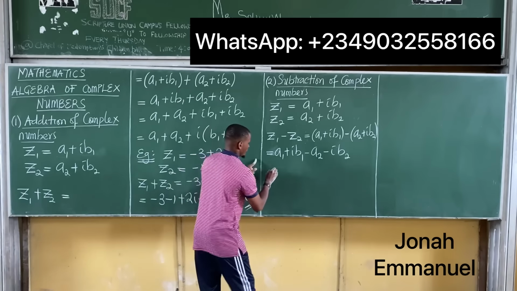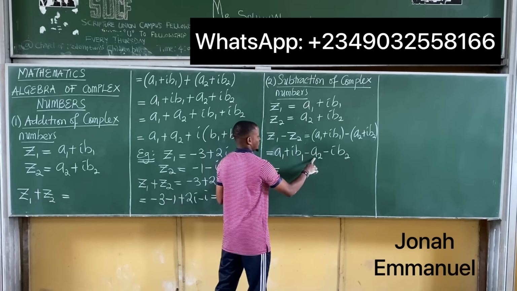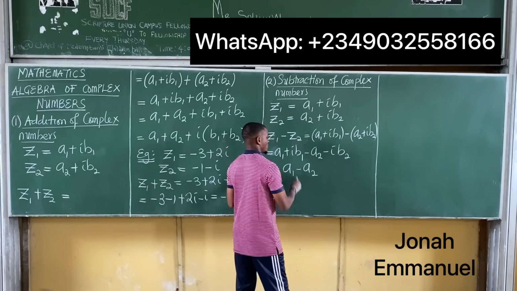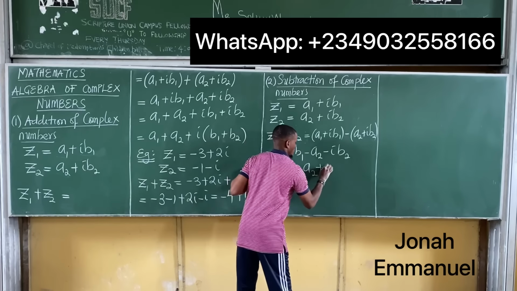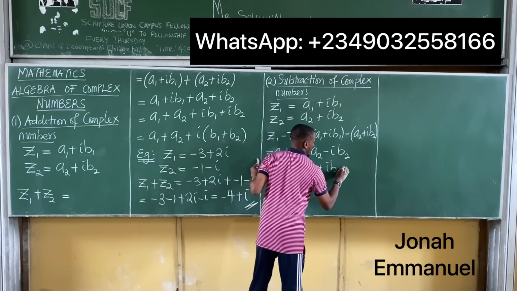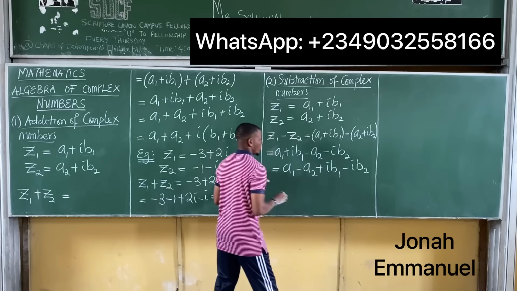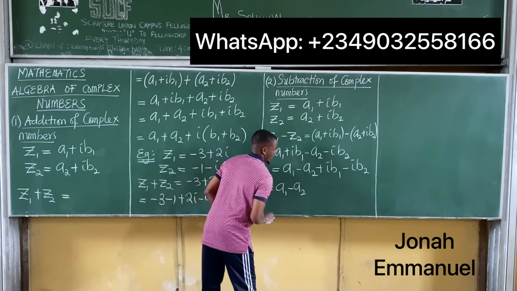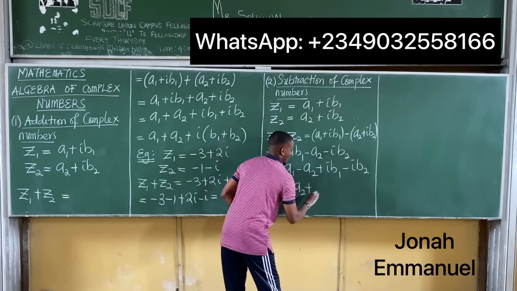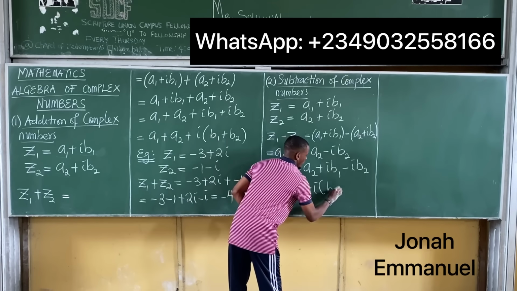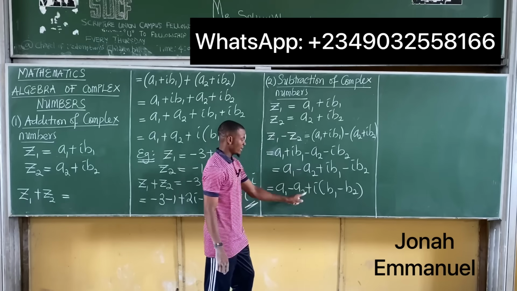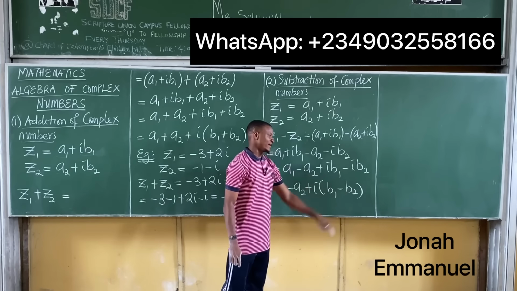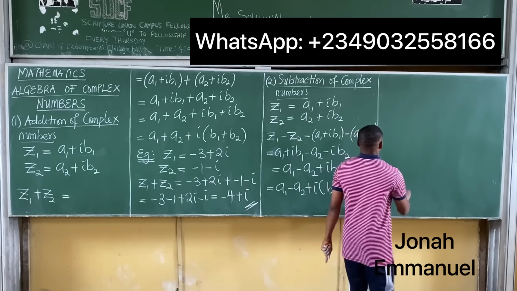All right, let's collect the real parts, which is a1 and minus a2. So I'm having a1 minus a2. Take the imaginary part, which is plus ib1, then this one here, minus ib2. Finally, let's factorize. That's equal to a1 minus a2 plus, take out the i's, b1 minus b2. I times b1, ib1, i times minus b2, minus ib2. So I have this.